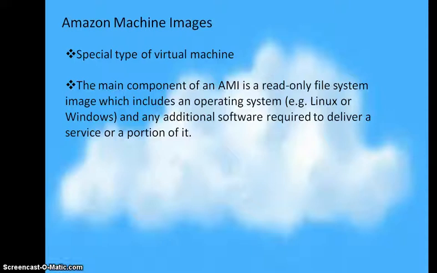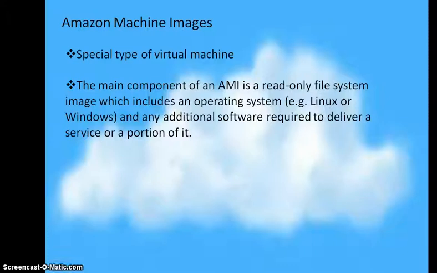Amazon Machine Images. Amazon Machine Image is a special type of pre-configured operating system and virtual application software which is used to create a virtual machine within Amazon Elastic Compute Cloud. It serves as the basic unit of deployment for services delivered using EC2.